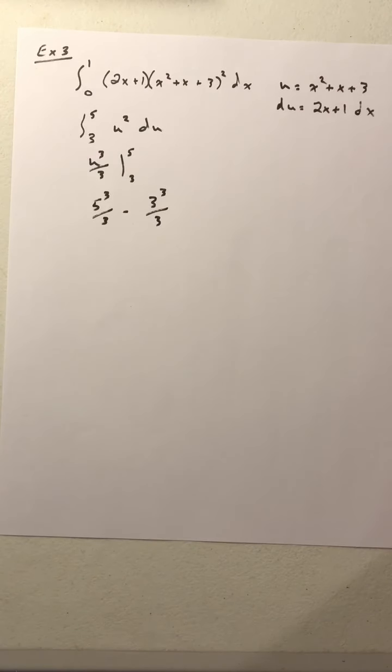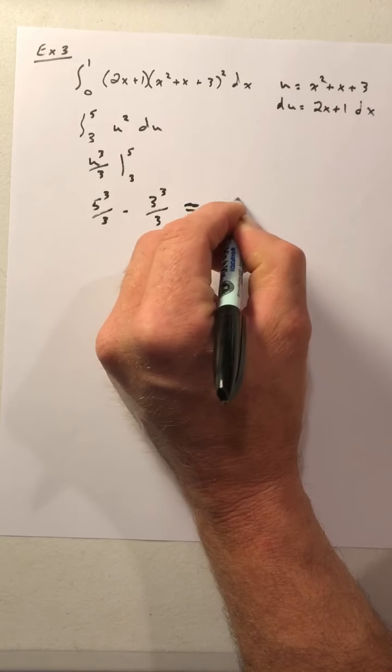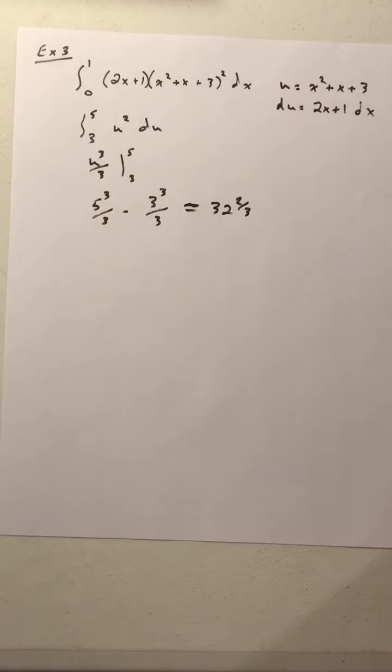Plugging in, I have 5 to the third over 3 minus 3 to the third over 3. I can put that into the calculator if you need. 5 to the third should be 125 divided by 3. Then minus 3 to the third, which is 27, divided by 3 gives us 9. So we end up with 32 and 2/3 as our area.